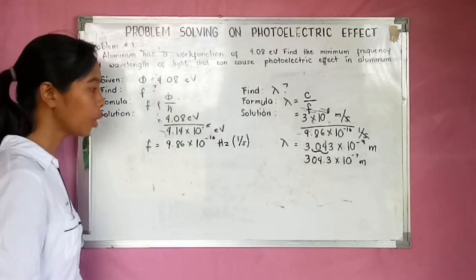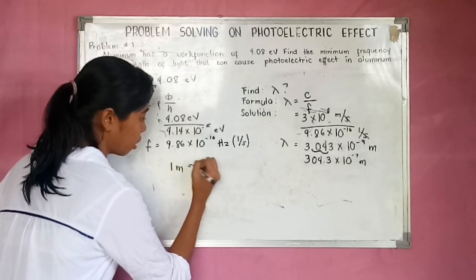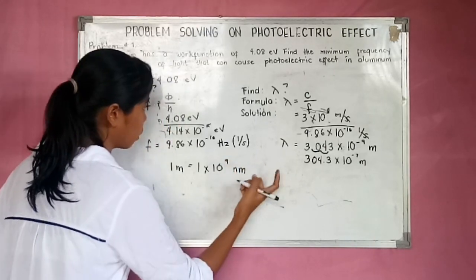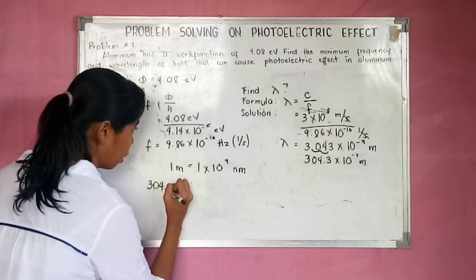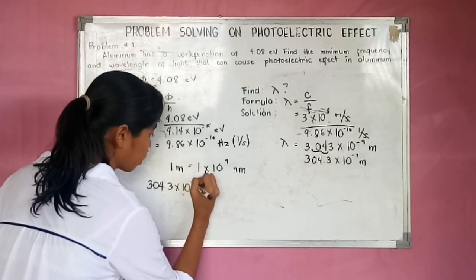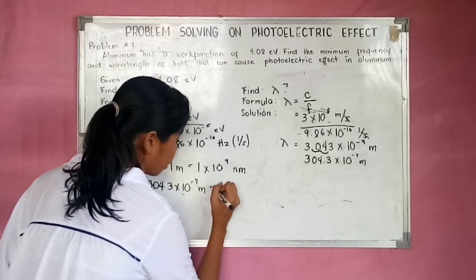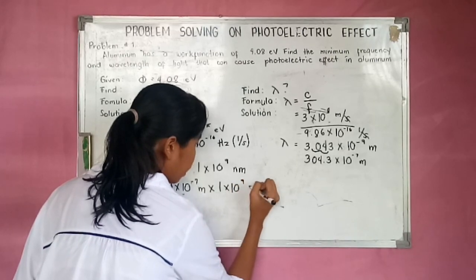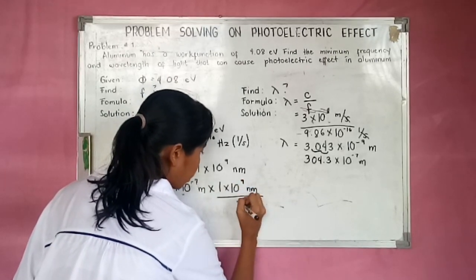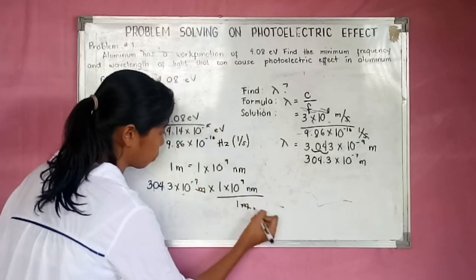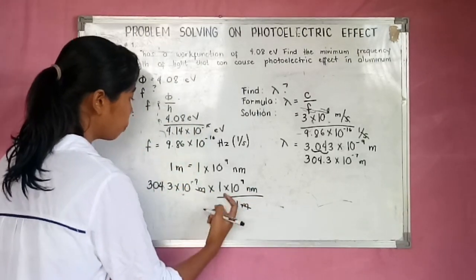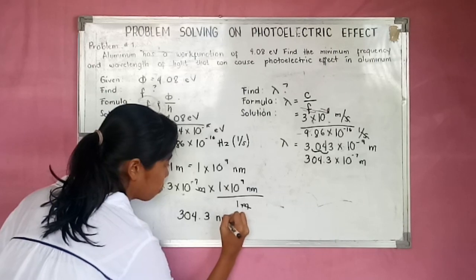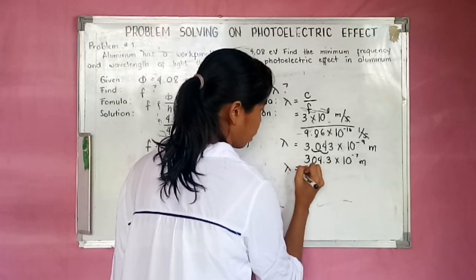And in conversion, we must know that 1 meter is equal to 1 times 10 raised to 9 nanometer. So we will convert 304.3 times 10 raised to negative 7 meter into nanometer. Multiply by 1 times 10 raised to 9 nanometer over 1 meter. Cancel the meter sign. And when you multiply it, we will get 304.3 nanometer. So our wavelength is equal to 304.3 nanometer.